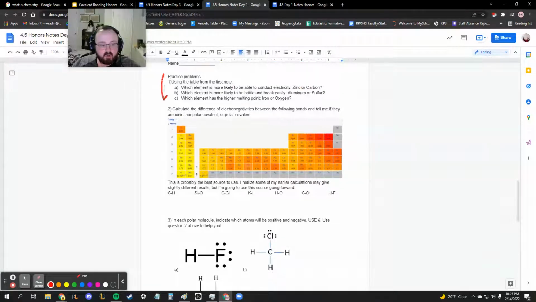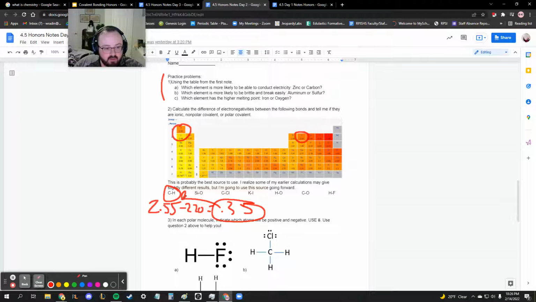We go to day 2. Okay. Question 1, this is just metals. That's from that graph. Question 2 here, you take the number. So here's carbon. What do they have? 2.55 minus 2.2. And you would just get 0.35. And that's all you would put for this one. Alright, and then you have to tell me, is this ionic, nonpolar covalent, or polar covalent? So 0.35 is less than 0.4, so this is going to be a nonpolar.